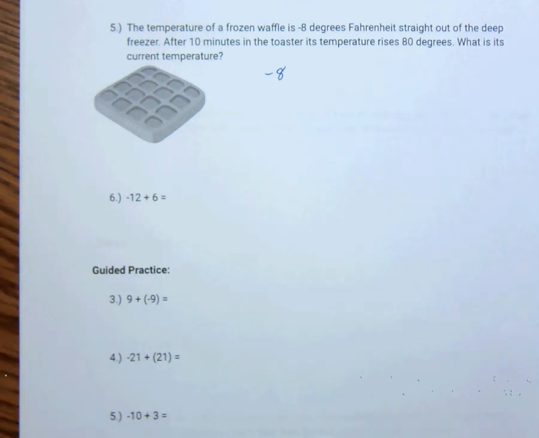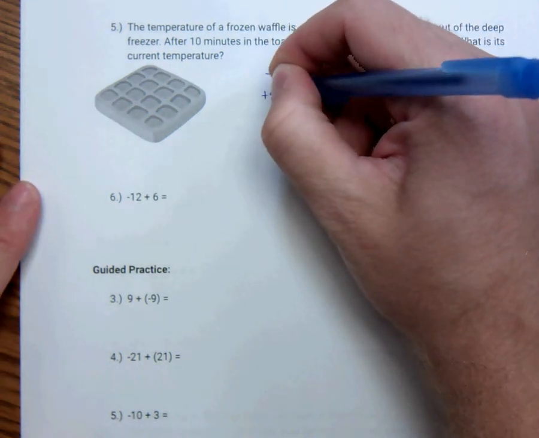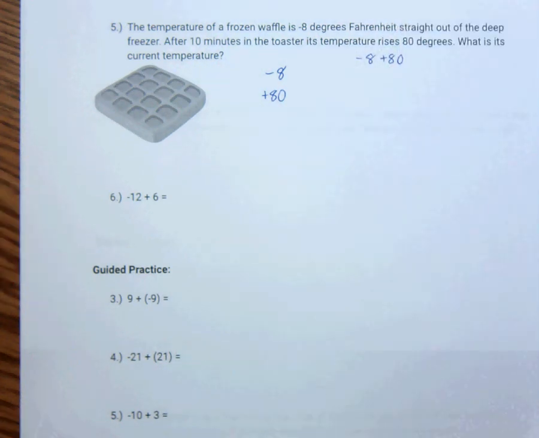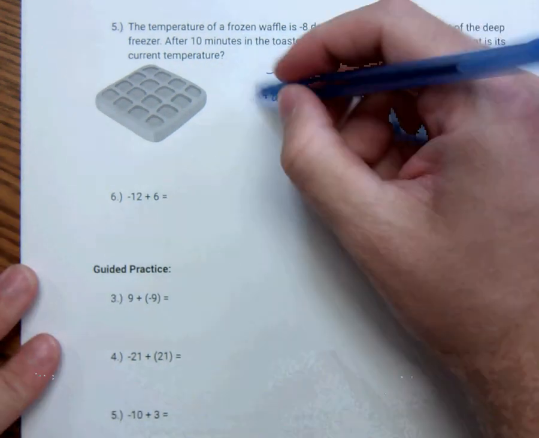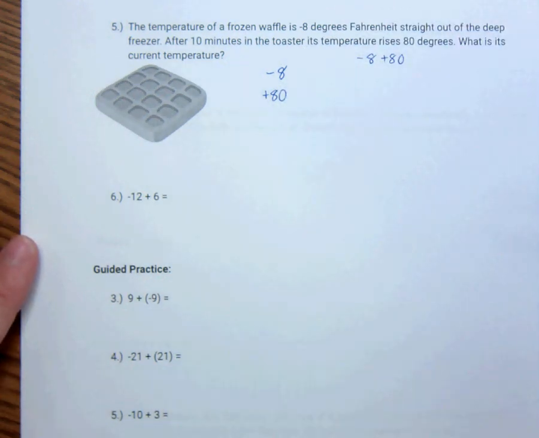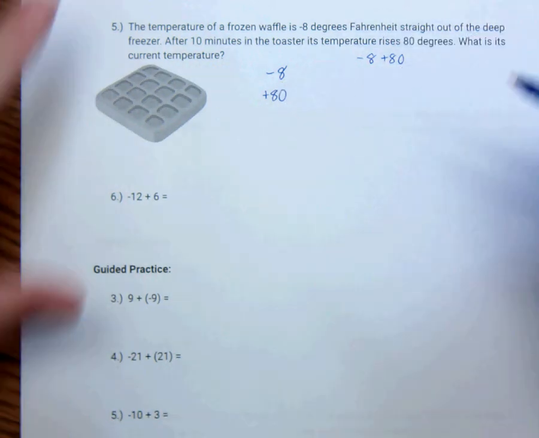So we've gone up 80. So plus 80. This is basically written negative 8 plus 80. What is the current temperature? So if we go up 80, this is actually kind of weird to look at, and I honestly don't like looking at these this way.